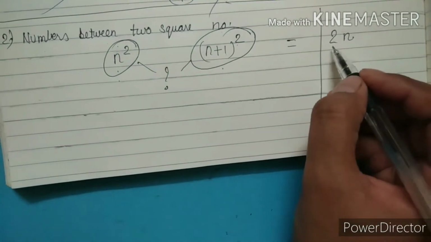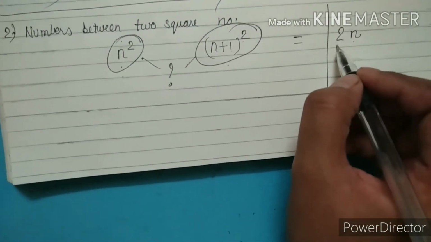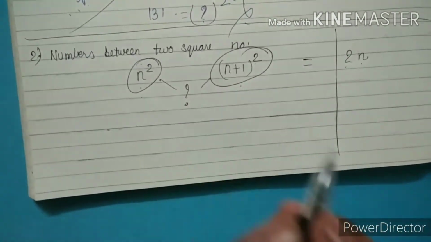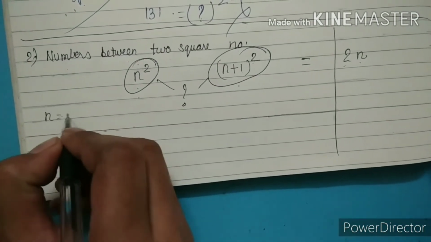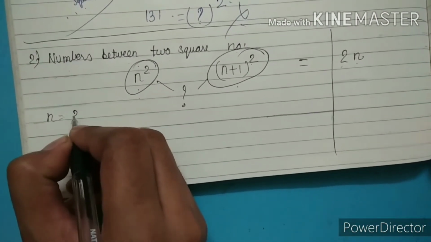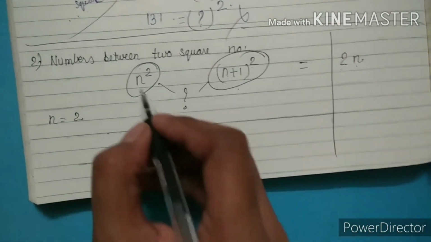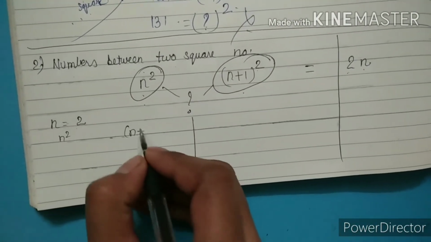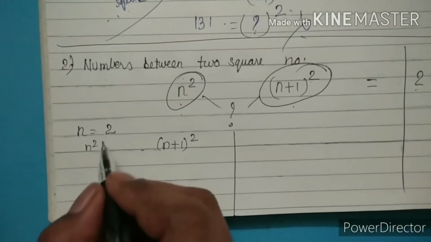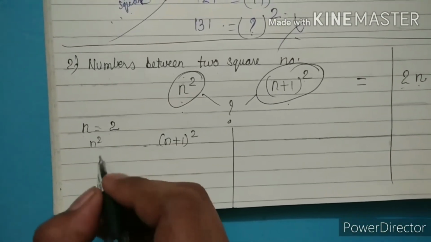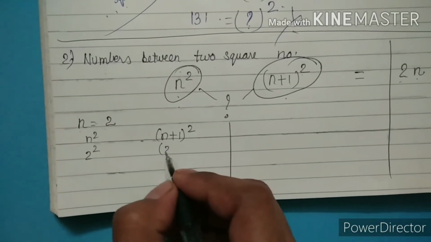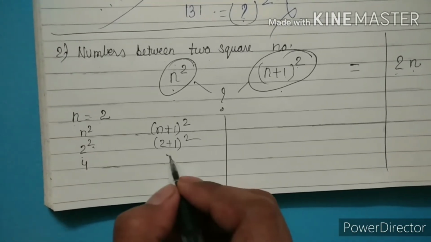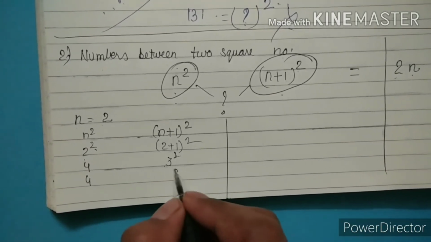The direct method says you have to multiply n by 2. We want to find the numbers between two square numbers. If we put n equal to 2, then n square and n plus 1 square become 2 square and 2 plus 1 square. 2 square is 4, and 3 square is 9.